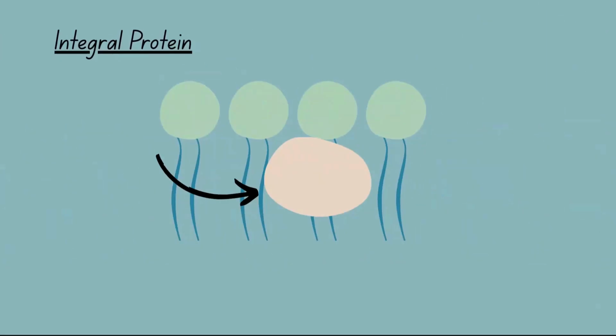This is an integral protein. These proteins are embedded within the bilayer. They can assist in transporting and channeling molecules through the bilayer, as long as they're transmembrane. They can also act as cell receptors or help with cell adhesion. Keep in mind, the integral monotopic proteins are permanently attached to only one side of the bilayer.